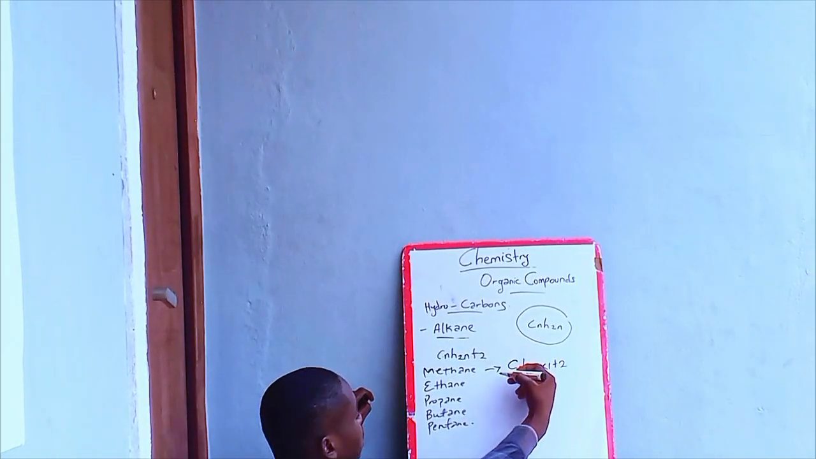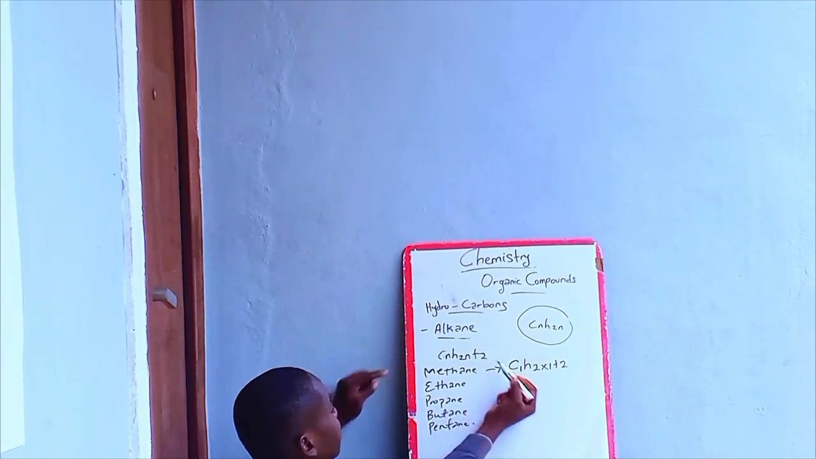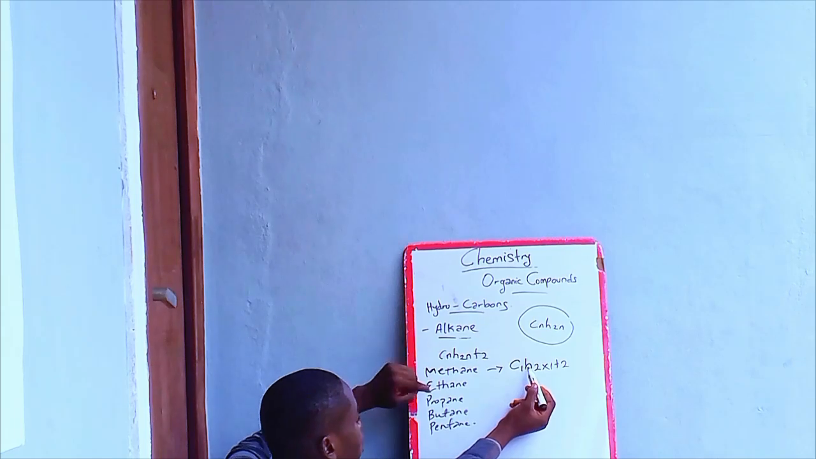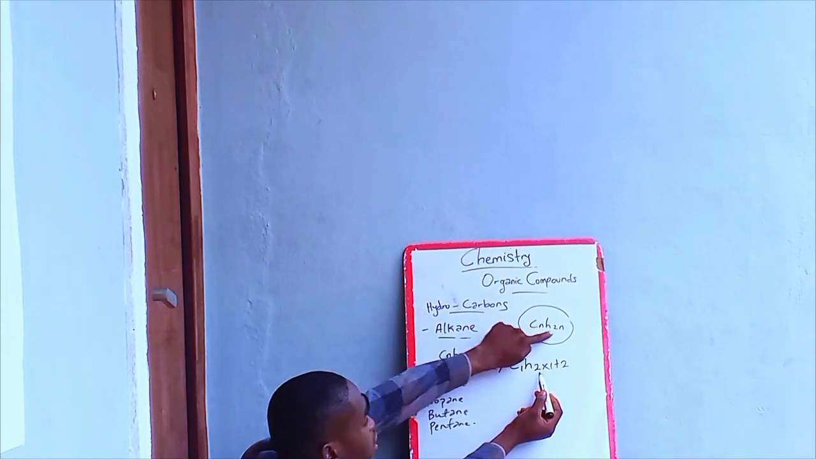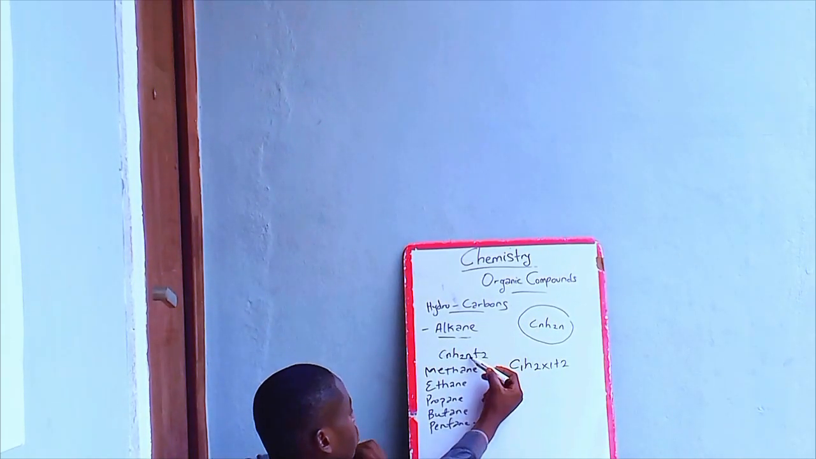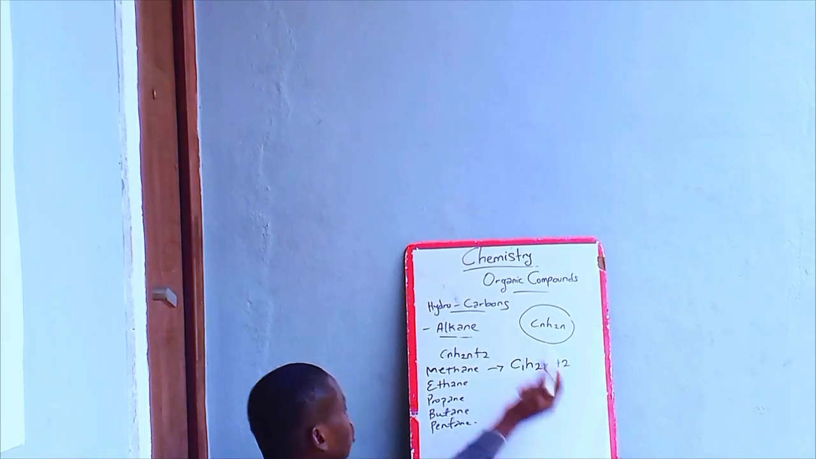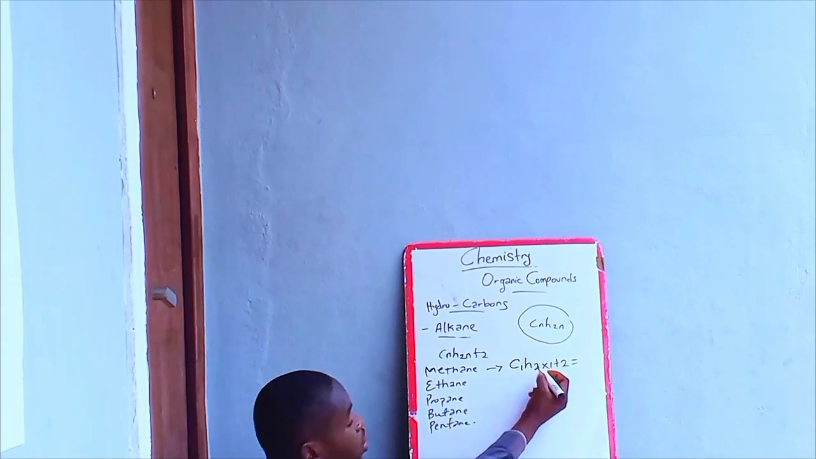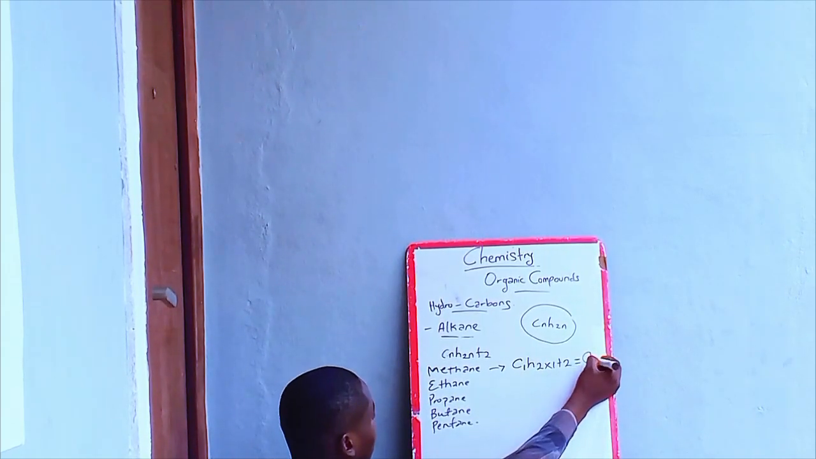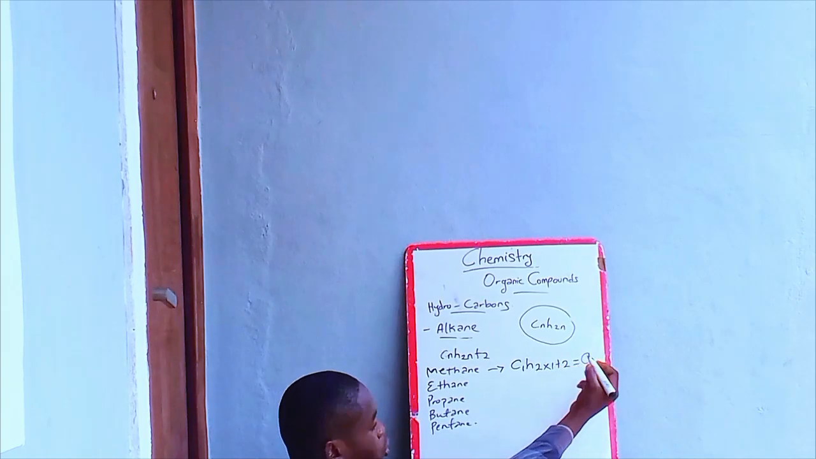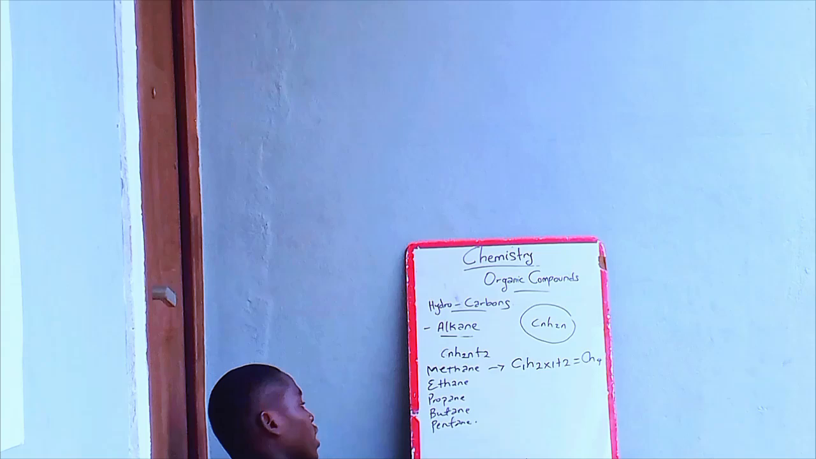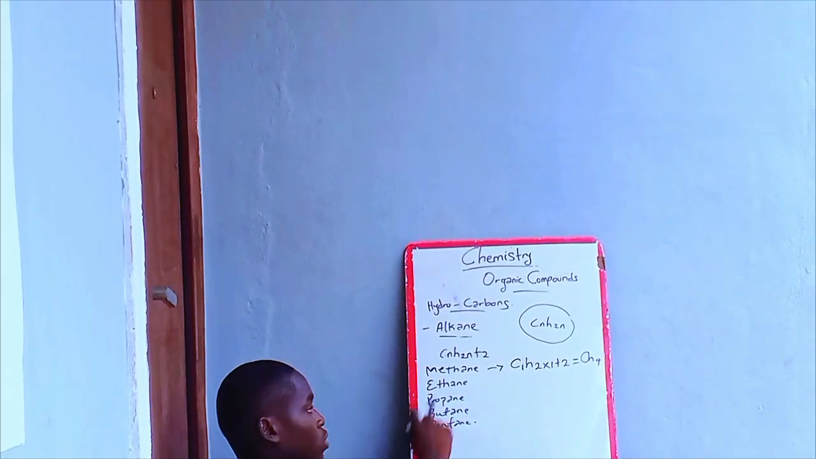Now, to get methane being the first member, remember I said C is the carbon, the number of carbons, n is 1, H is the hydrogen, 2, which is this 2, times 1, because this n is 1, times 1 plus 2. Since it's C1, there's no need of writing this 1 again, so it's just going to be CH, 2 times 1, we have 2, and then plus 2, we have 4. So CH4 is the formula for methane.